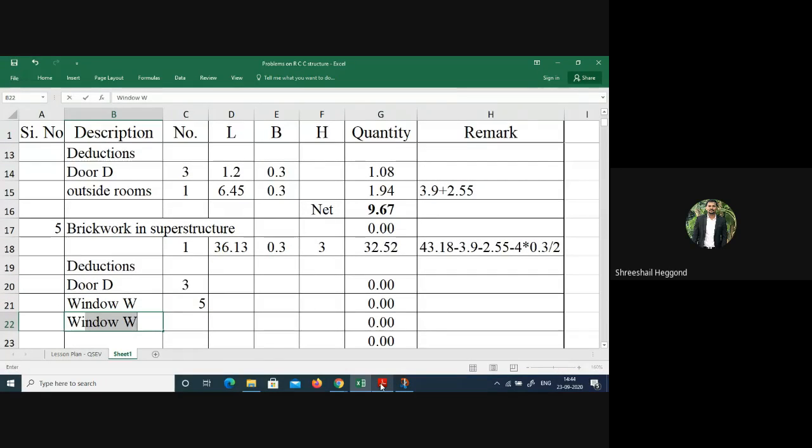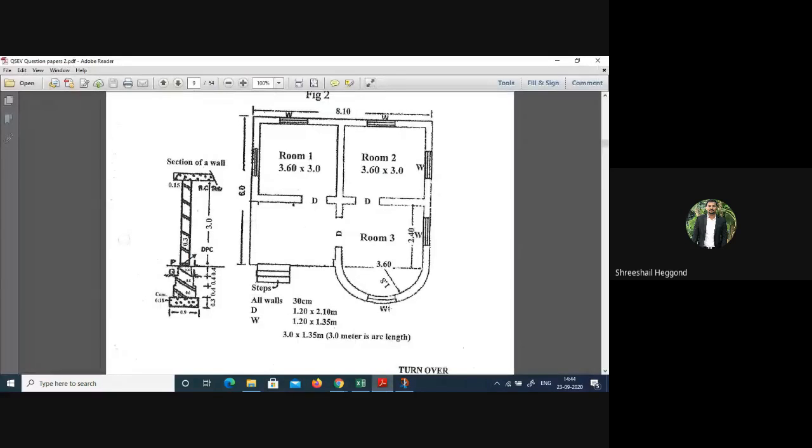And window of variety W1, one window is fitted in the semicircle wall. Along the length of the wall, 3 meter is the arc length for the W1 window. Okay, directly length is given. You no need to calculate separately for the length of W1 in the semicircle wall. This is directly given. Arc length is 3 meter, and dimensions are given that you have to multiply.